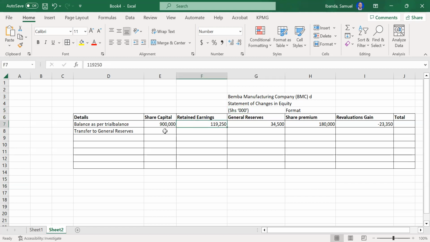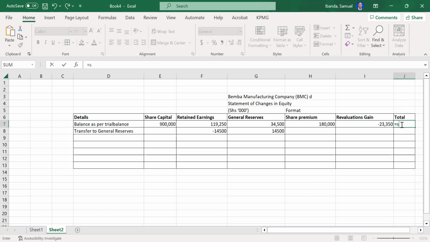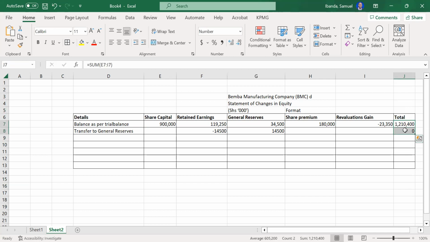So it means that if it's 14.5, I'm going to come here and say minus 14,500. And then when I come here, I'll put 14,500. Remember, this total should total everything as it is here. And now we shall also have a total for here as well. The total here will be 0 since it's a transfer. So that's the first item that is there.